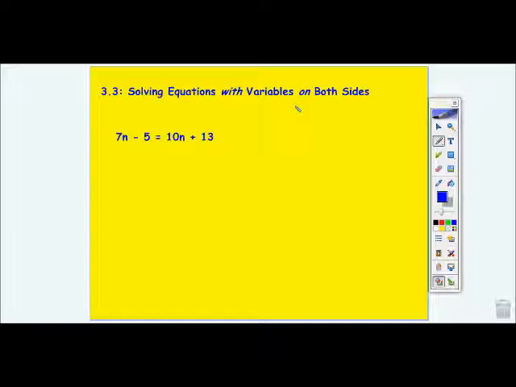Another suggestion is to move your variables to the side that has the larger variables. Then you don't have to deal with as many integers or negative signs. So I'm going to go ahead and subtract my 7n from the left because the 10n is on the right. Getting my variables together first is a suggestion. So I have negative 5 equals, and I have 3n plus 13.